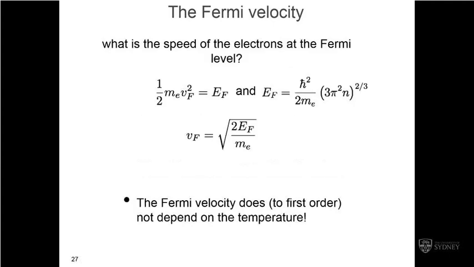So the Fermi velocity is the speed of electrons at the Fermi level, which is sort of obvious, I guess. Kinetic energy, half m v squared of the Fermi velocity, is equal to EF. And remember, we have an expression now for the Fermi energy that we derived. So it's straightforward to get the Fermi velocity like that. Okay? And as you can see, to a first order, it's independent of temperature. It's really only dependent on the electron density.